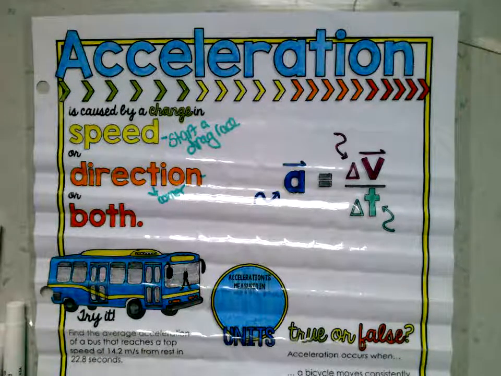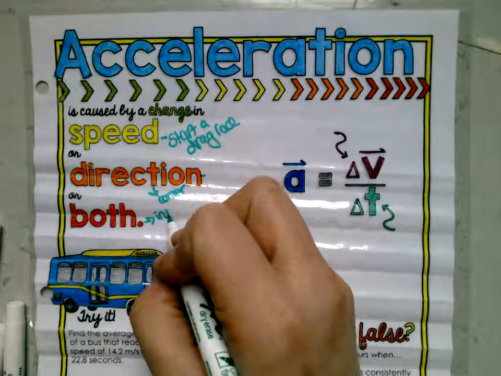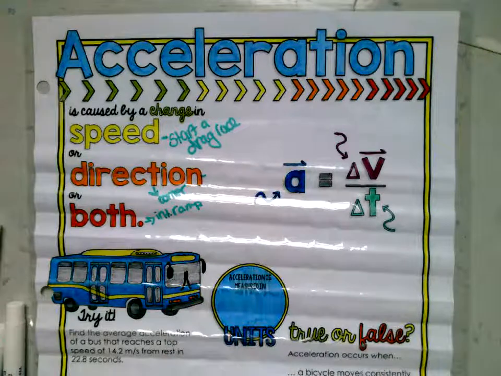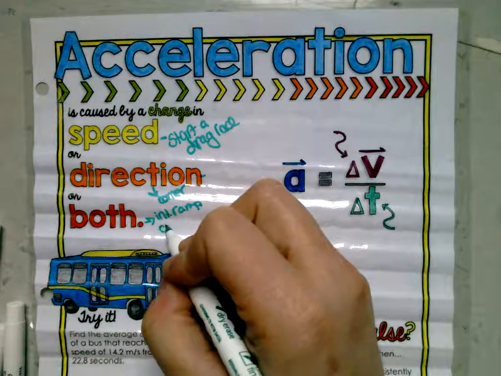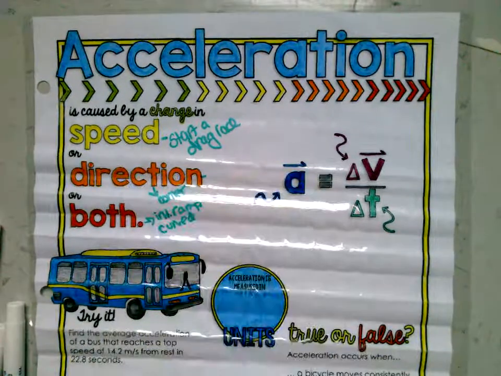Or both would be like if you're getting on or off the interstate, like an interstate ramp. When you get off the interstate ramp, it's really curved, and so you either speed up or slow down as you go down that curved ramp. So you're changing direction and you're changing speed.